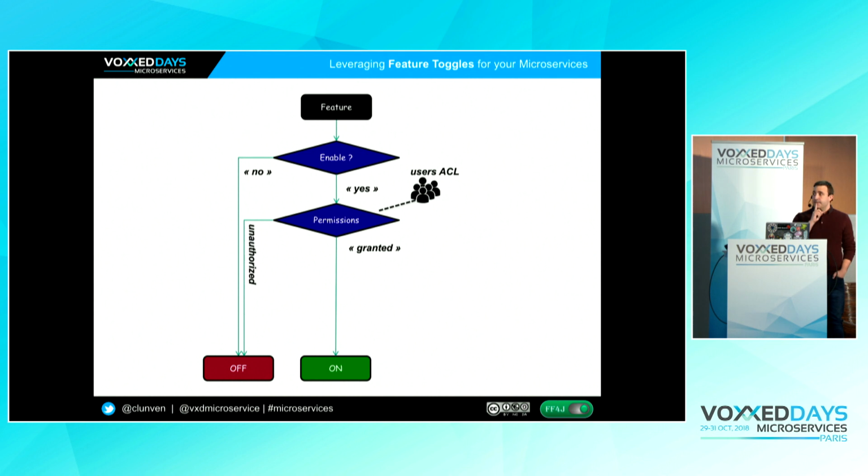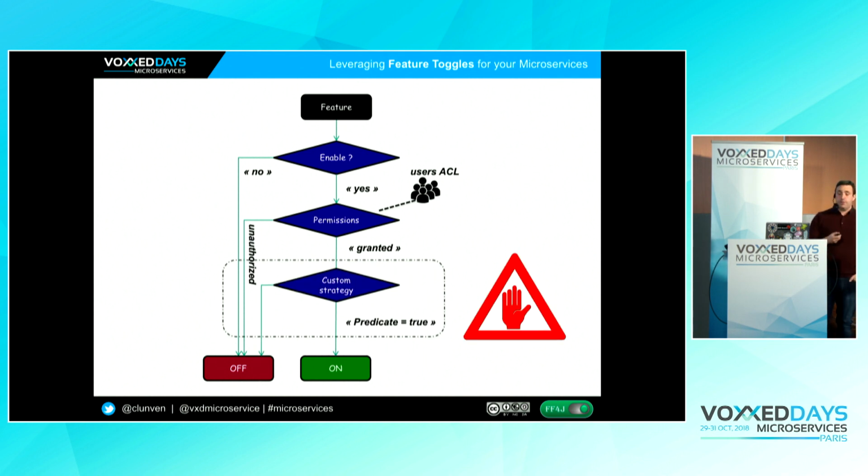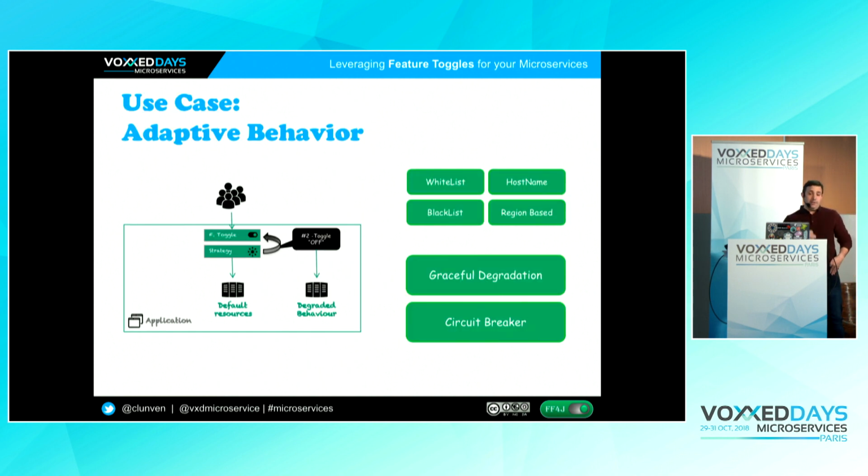Last but not least, in the feature toggle framework, you can also define your own strategy, your own condition to know if a feature is enabled or not. You can define your own rules. And that means at runtime, the microservice can decide if the feature is available or not based on its location, based on the server it's running on, based on the time, the release date. It's your choice. Implement it the way you want.